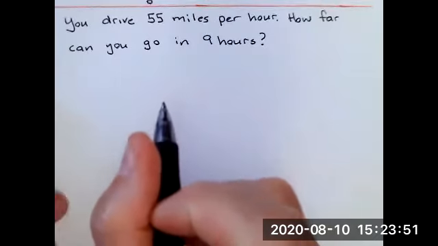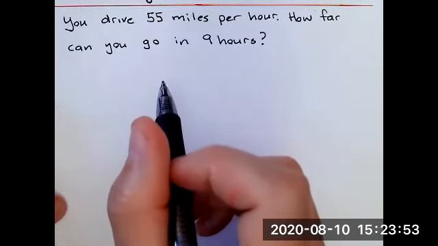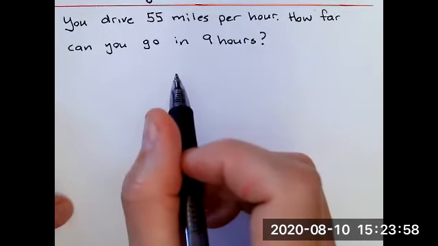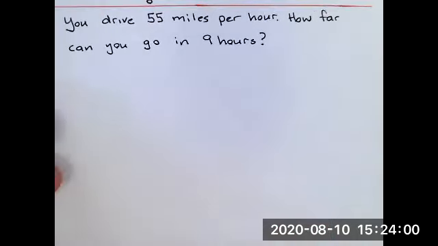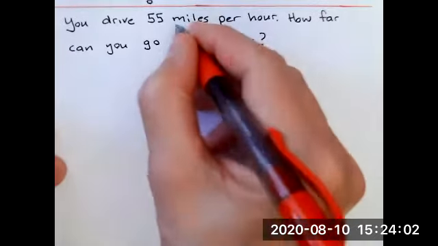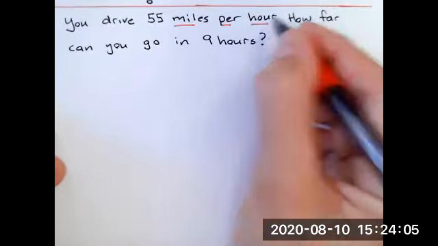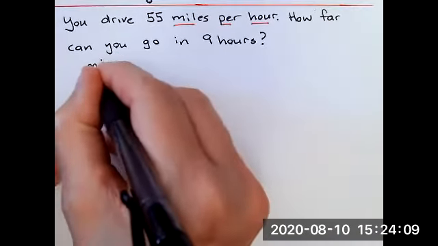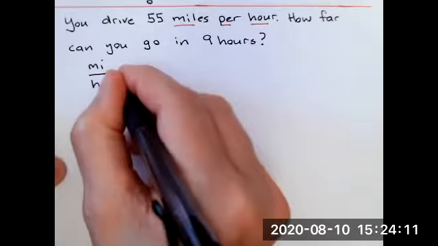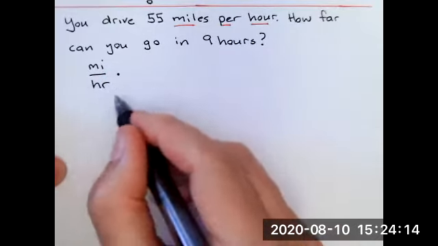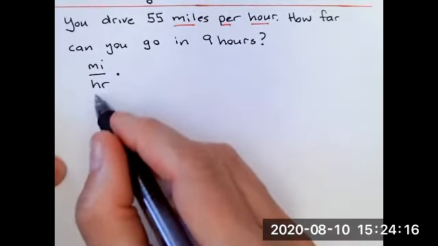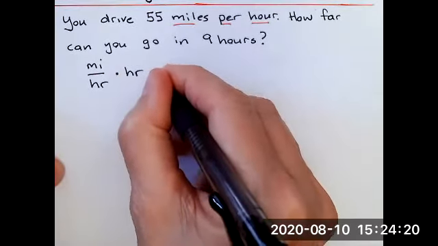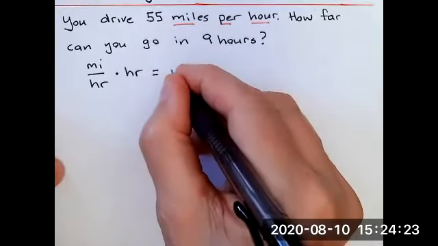Let's do another example. You drive 55 miles per hour. How far can you go in 9 hours? Well, this is a rate problem because we have miles per hour. So that's the name of our rate, miles per hour. Once you have the rate, then you write the rate equation: miles per hour times the number of hours equals the total number of miles.